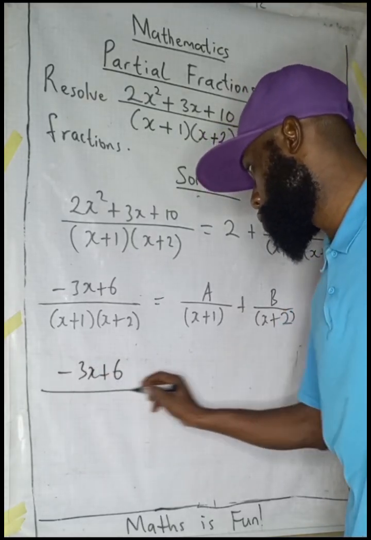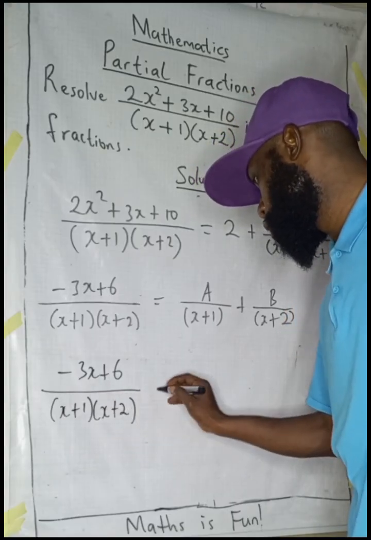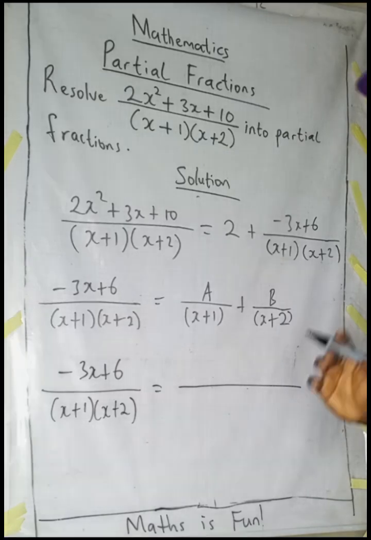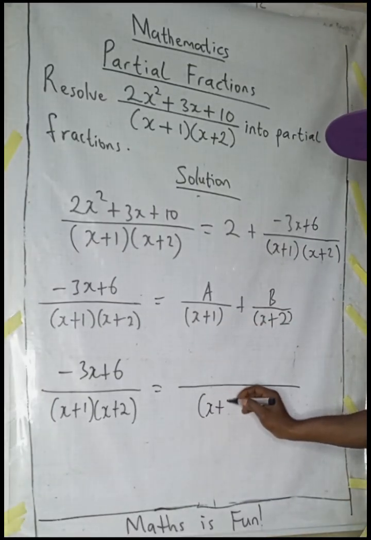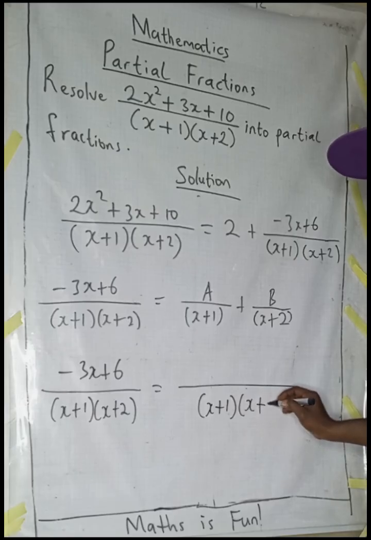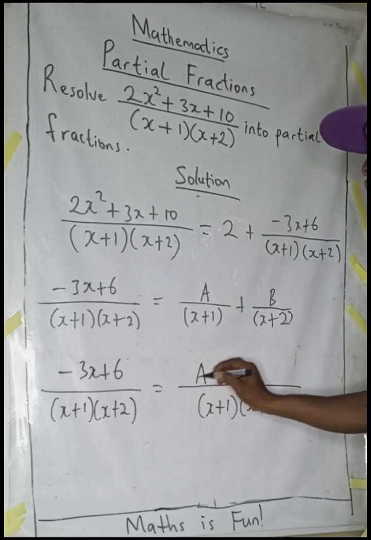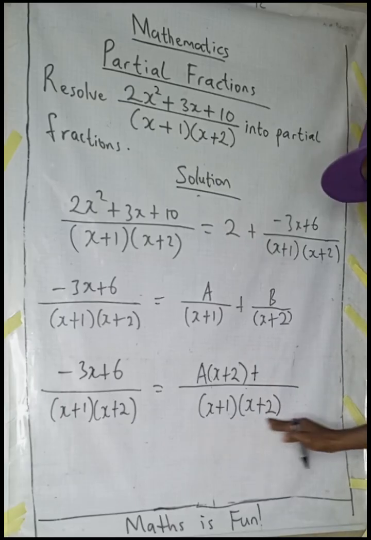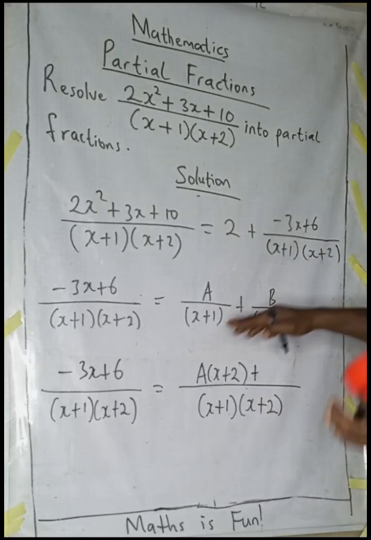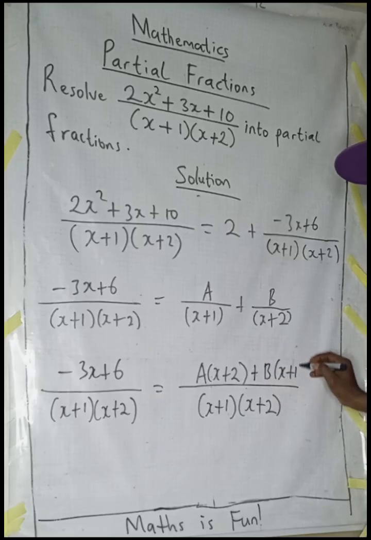3x plus 6 all over x plus 1 times x plus 2 is equal to the LCM of x plus 1 and x plus 2, which is x plus 1 times x plus 2. So what we have here divided by x plus 1 will give us x plus 2 times a, that is a(x plus 2), plus what we have here divided by x plus 2 gives us x plus 1 times b, which is b(x plus 1).